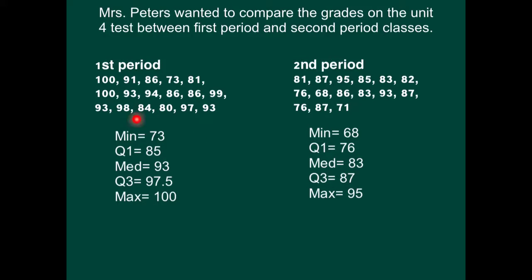Now here, I have my 5-number summary for my first set of data. I have my 5-number summary for my second set of data. So we can look at it and observe some interesting things. We can look at the numbers. But I want to tell you, Mrs. Peters is a very visual person. So Mrs. Peters likes to look at her data in some sort of picture format.